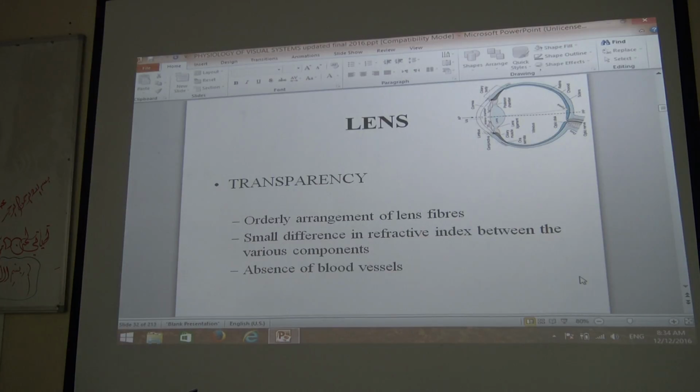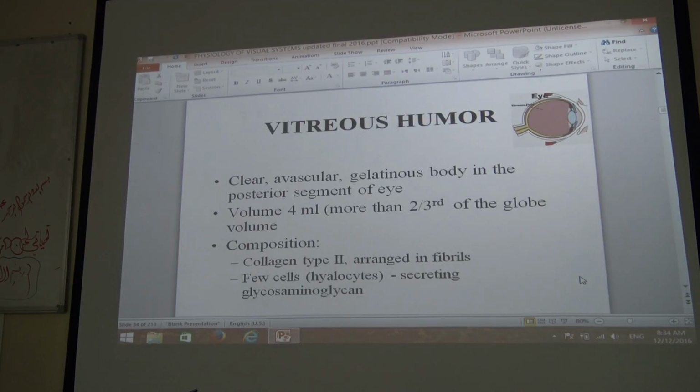Transparency of the lens: of course, it is transparent because it is an avascular organ, and takes its nutrition from the surrounding aqueous humor. Vitreous humor is transparent, but it is semi-solid. It is not a fluid in nature, it is semi-solid, and it has two important functions.